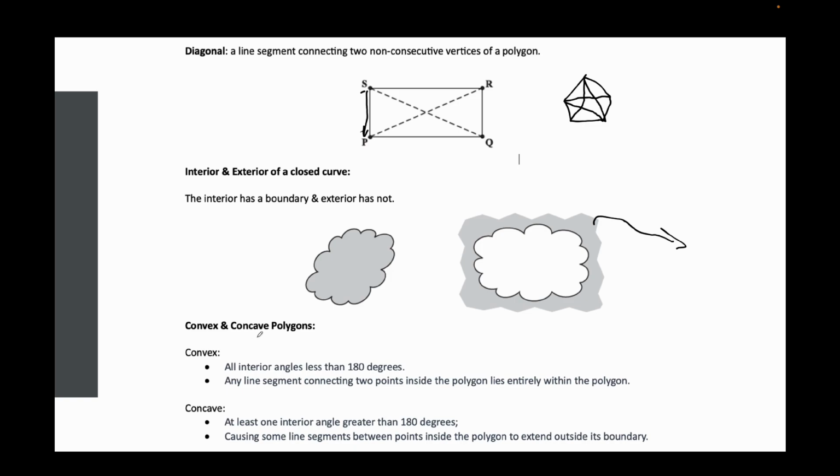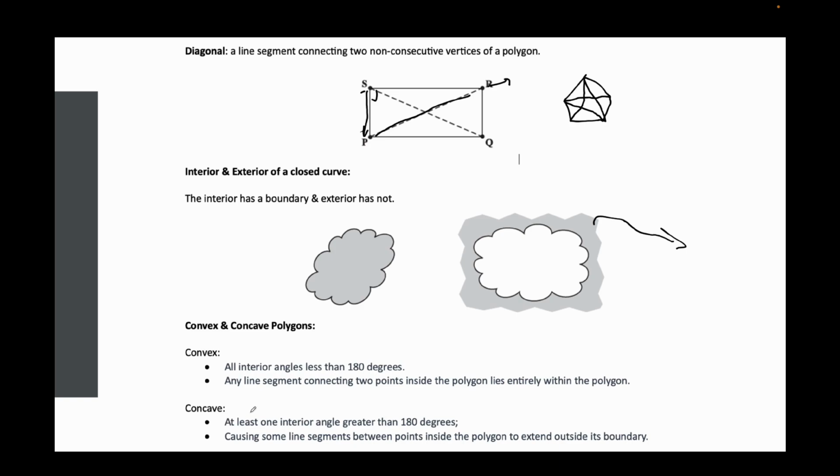Next we have convex and concave polygons. For a convex polygon, all interior angles should be less than 180 degrees, and any line segment connecting two points inside the polygon lies entirely within the polygon. For example, this one. Here all the interior angles are less than 180 degrees, as we can see these are 90 degrees, and any line segment connecting two points, for example P and R, inside the polygon lies entirely within the polygon. It is not extending towards the outside. So this is a type of convex polygon.